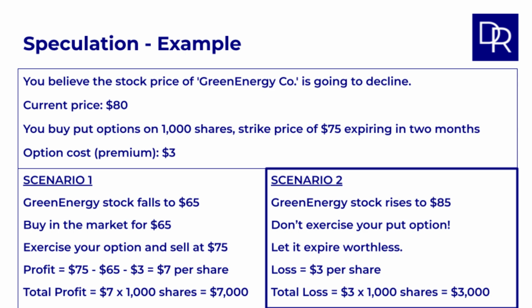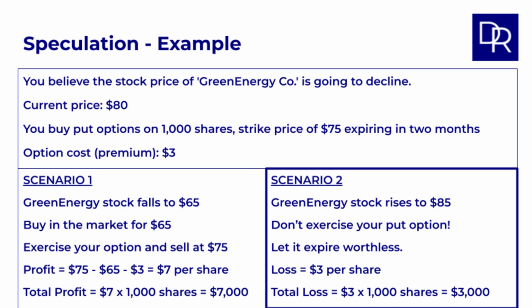Your maximum loss is limited to the initial cost of the options, which is $3 per option. For 1,000 options, your total loss is $3,000. Speculation using put options allows you to profit from a stock price decrease with defined risk. Your potential loss is capped at the option premium you paid, while your potential profit can be significant if the stock price falls substantially. This controlled risk is a key attraction of options for speculators.